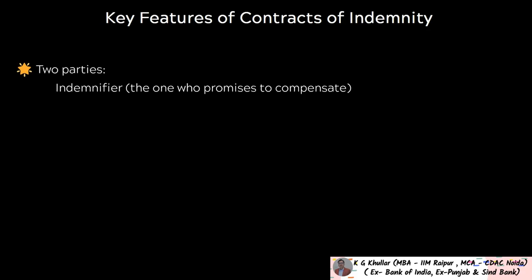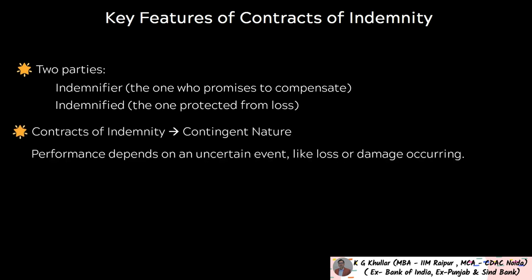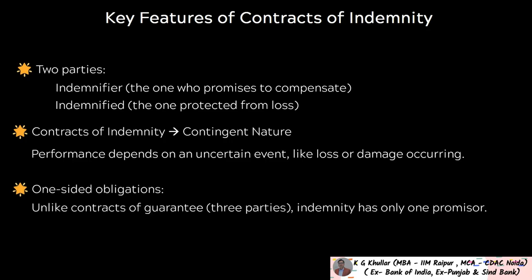Next, what makes a contract an indemnity contract? Friends, in an indemnity contract, there are basically two parties. First is indemnifier, which is the one who promises to compensate. And second party is called indemnified, which is the one protected from the loss. Next, friends, the contracts of indemnity are of contingent nature. That is, performance depends upon an uncertain event like loss or damage occurring. And lastly, these are one-sided obligations. So please understand that, unlike contract of guarantee, which involves three parties, indemnity has only one promisor.